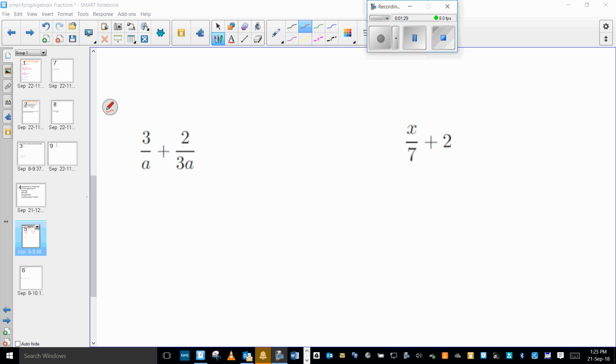Now this time we don't have just numbers on the bottom, we've got letters as well. We need to have the same denominator. So what's the easiest denominator to have looking at these two at the moment? 3a. So 3a is going to be my denominator. So what do I have to do to the left hand side? So I do the same to the top. Do I have to do anything to this one? No. Okay, so I have now got what?